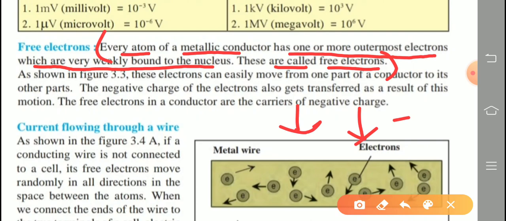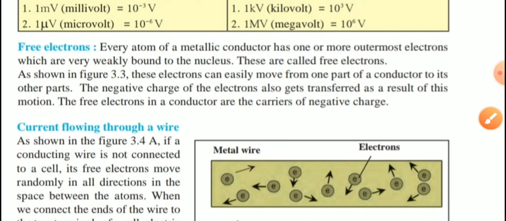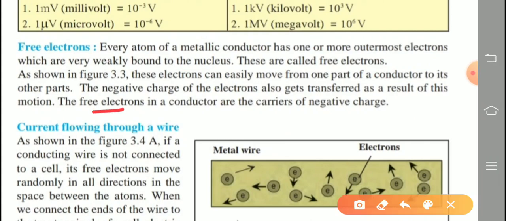The negative charge of the electrons also gets transferred as a result of this motion. The free electrons in a conductor are called carriers of negative charge. So free electrons present in a conductor are what? Carriers of negative charge, because electrons are negatively charged subatomic particles.